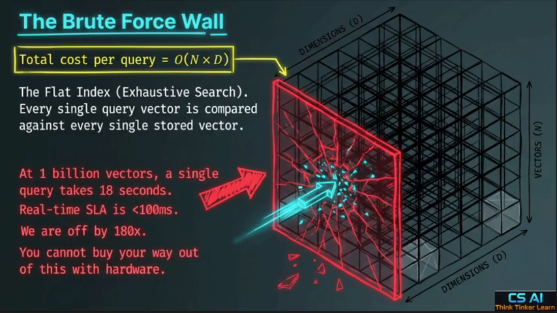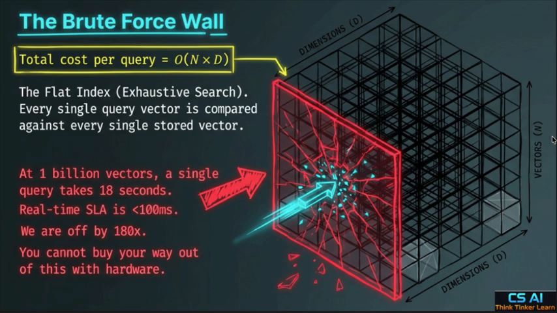The fundamental problem with vector search is the brute force wall. In a flat index, every query vector is compared against every single stored vector. The computational cost is O(n times d), where n is the number of vectors and d is the number of dimensions. At 1 billion vectors, a single query would take 18 seconds. Our real-time SLA for a modern app is usually under 100 milliseconds. We are off by 180x.